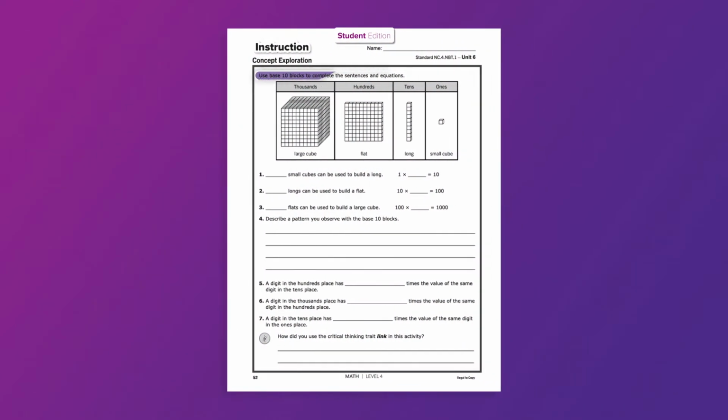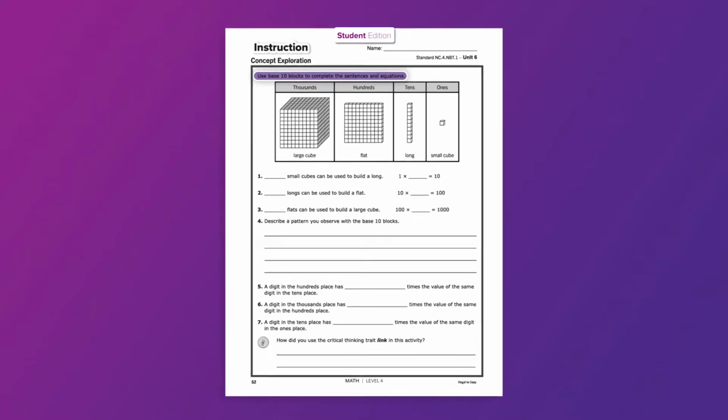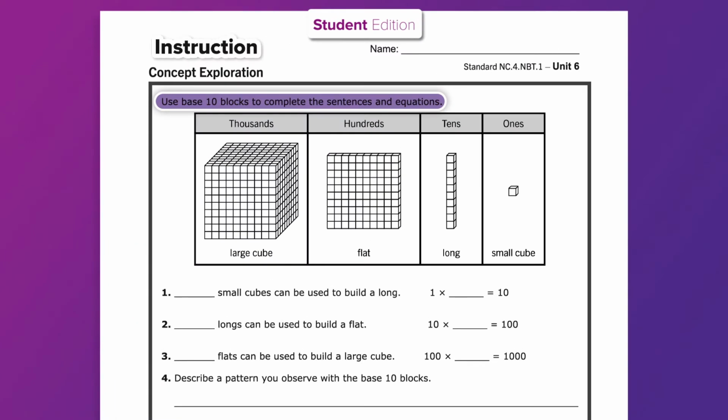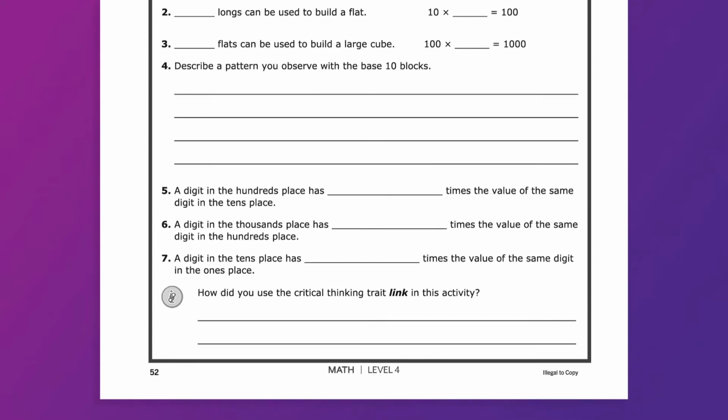In Level 4, Unit 6, the teacher reviews with the students how to model 4-digit numbers with base 10 blocks. Then students use base 10 blocks to explore the relationship between adjacent place value positions. They should discover that each place to the left has 10 times the value of the place to its right. Students complete the concept exploration page in the student edition, describing a pattern in the place value relationships. This page ends with a question marked with the critical thinking icon of link.